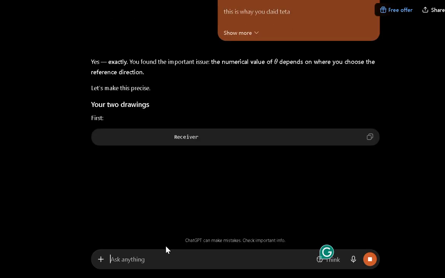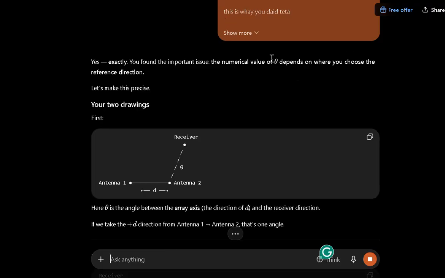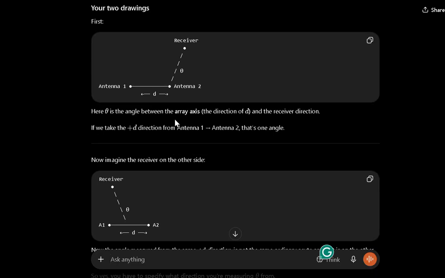You exactly found the important issue: the numerical value of theta depends on which reference direction you choose. That means the picture matters. Here, theta is the angle between the array axis and the receiver direction. If we take the left direction, from antenna 1 to antenna 2, that's 180 degrees.